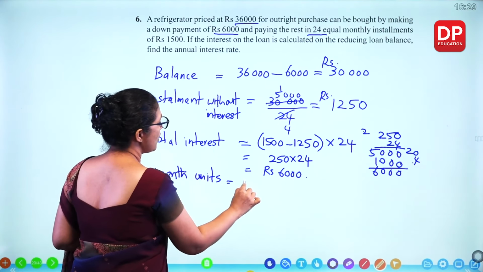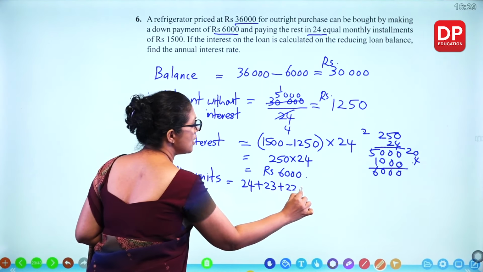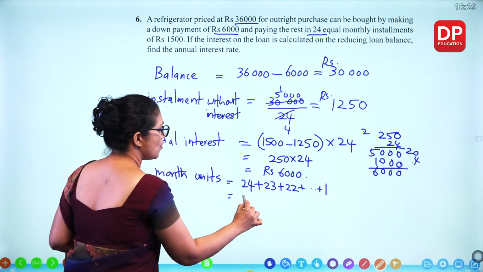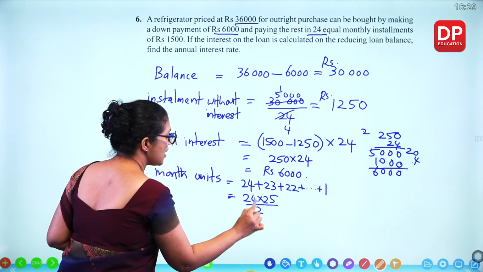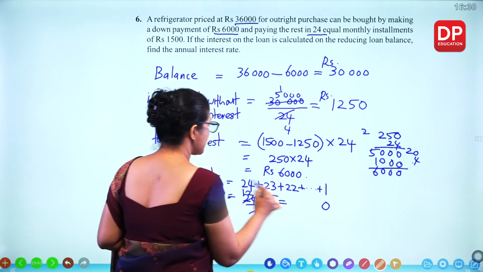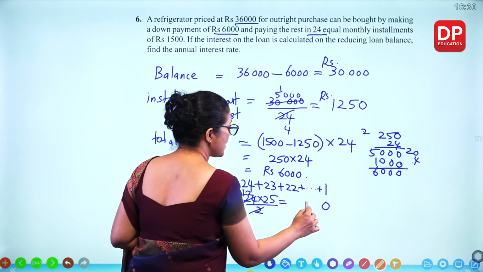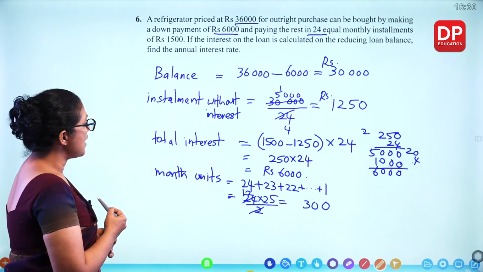This is 24 equal parts. That means 24 plus 23 plus 22 up to 1. So we can do 24 times 25 divided by 2. So 12 times 25 is 300. 300 month units are there.